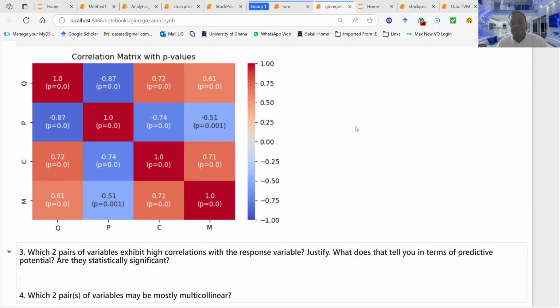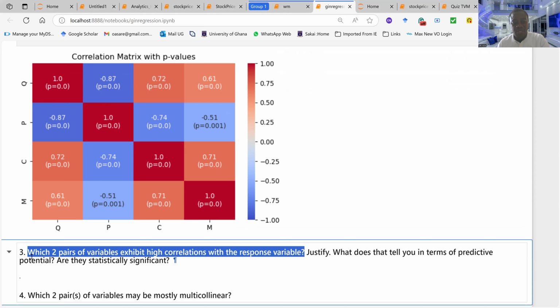Let me go to David. I'm going to give negative to everybody who misplaces his answers here. I'll make sure that everybody will be answering so that everybody speaks. David, hello, sir. It's CQ. Have you seen the question I've asked? This is the underlying question: which 2 pairs of variables exhibit high correlation with a response variable? I'll still go with CQ. Okay, that is wrong. Let's go to the next person.